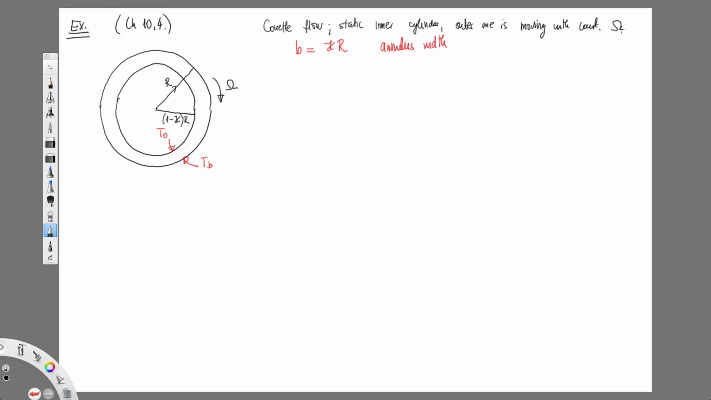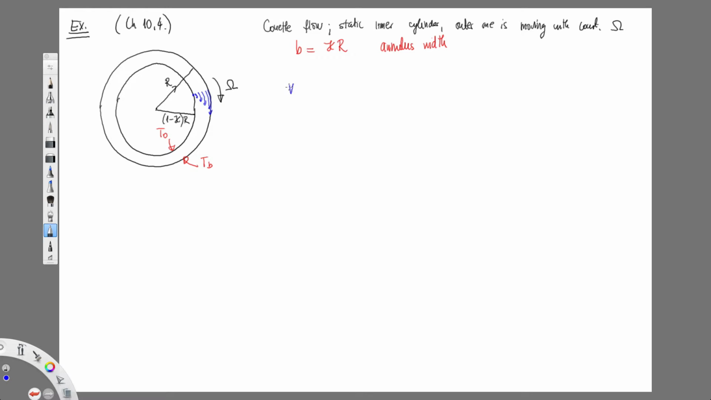Now, what would happen? So now I actually have basically velocity. And if I just remember how velocity looked like, so here it's 0, and then it increased until I reached my omega on the boundary, right? So that was my Couette flow.